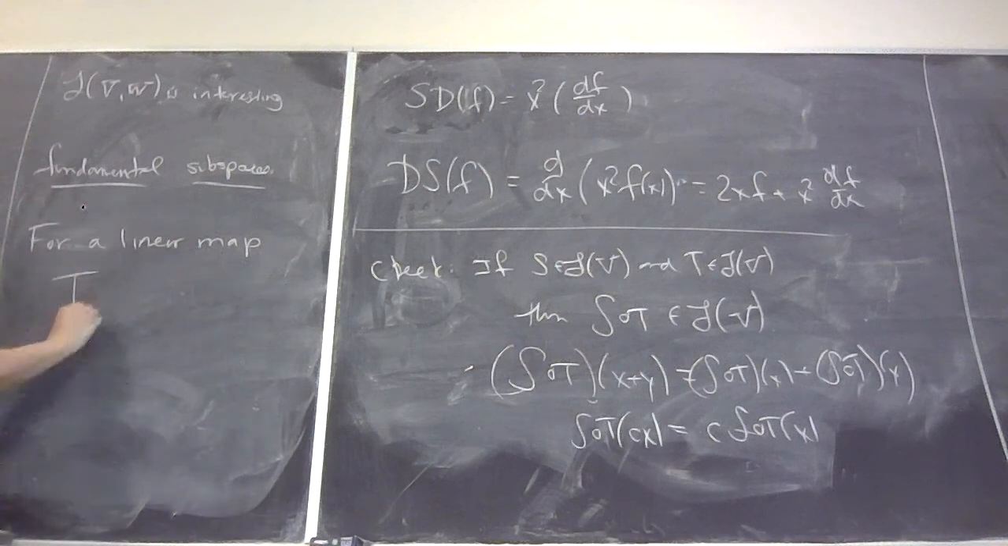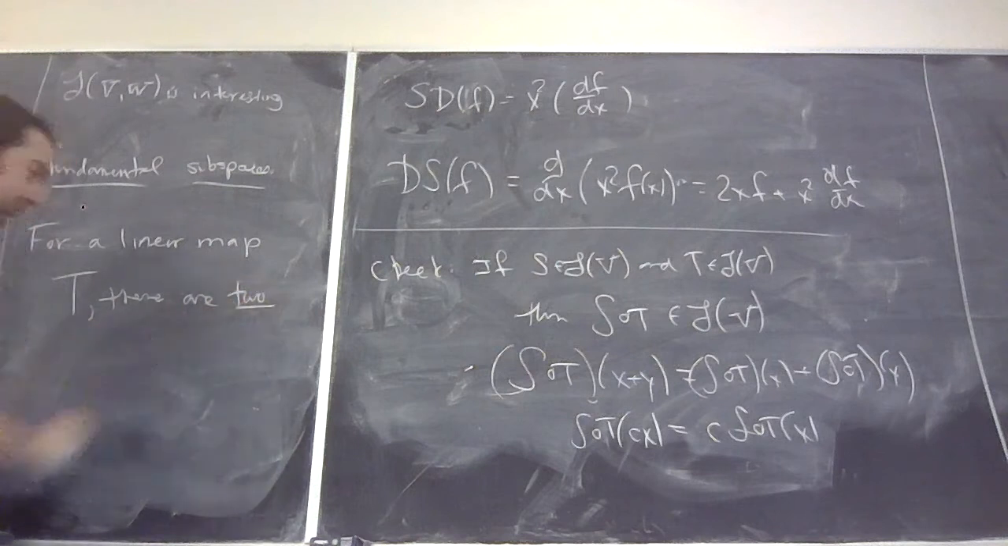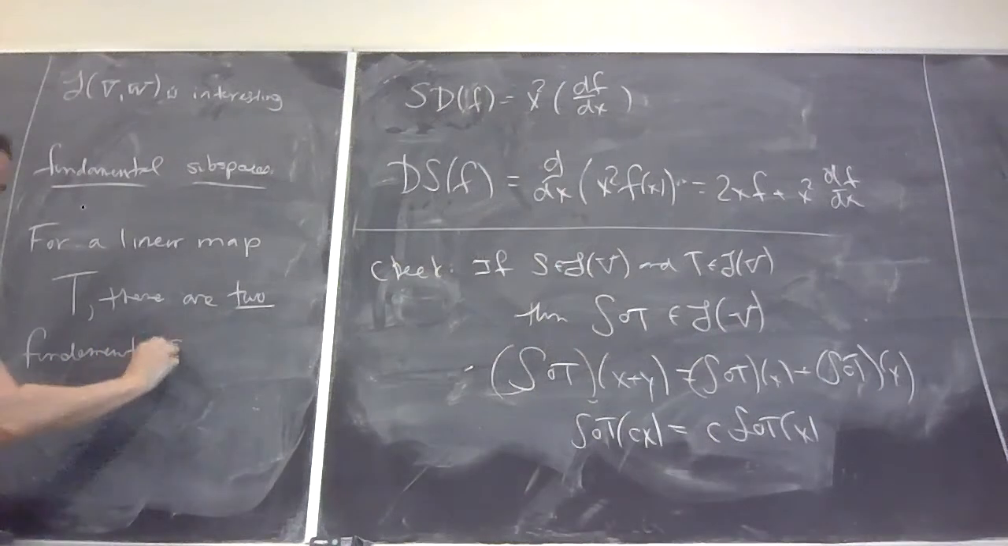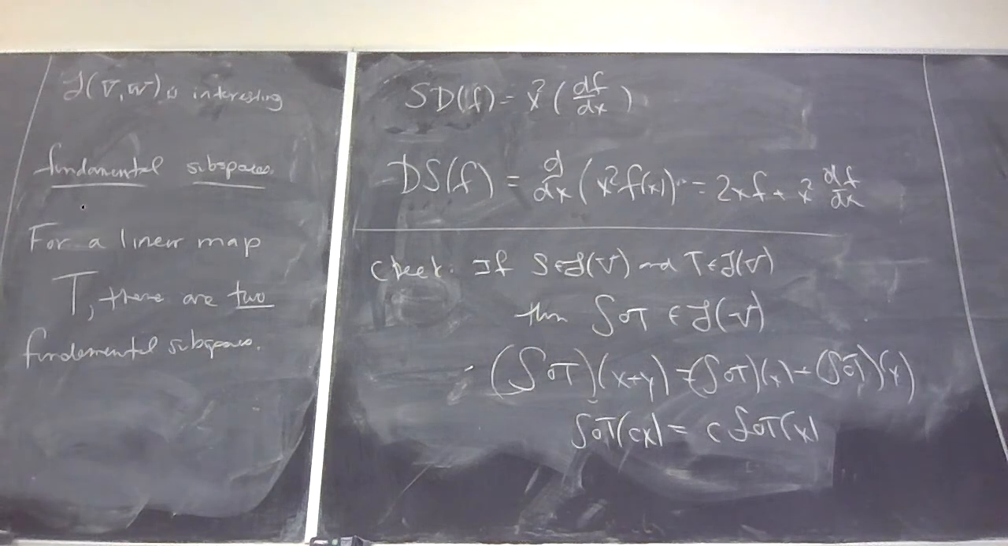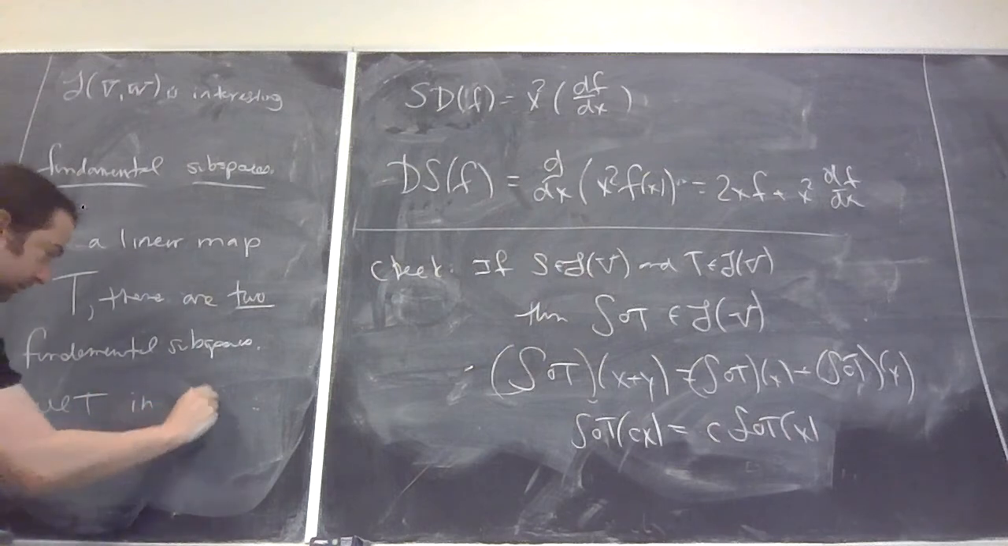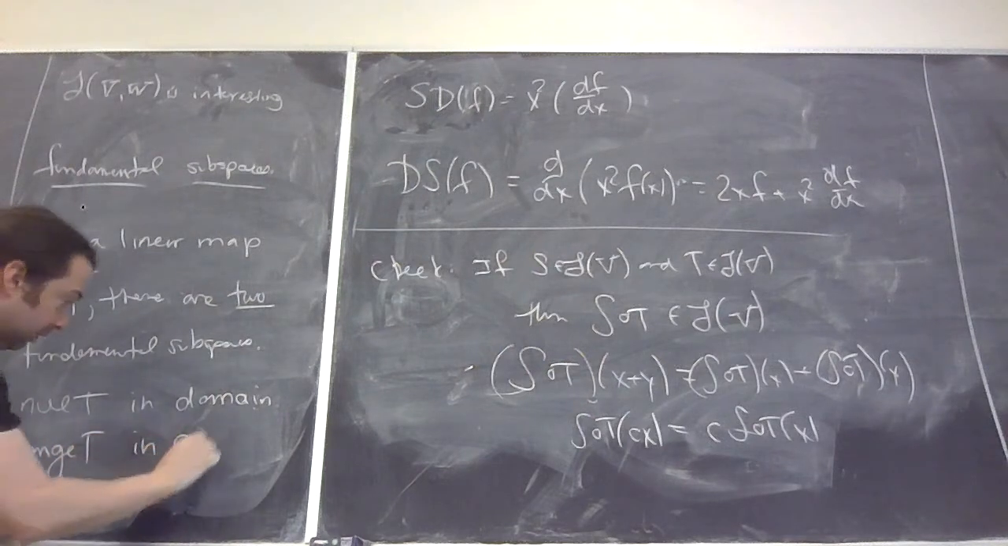T, there are two fundamental subspaces. One lives in the domain of T, one lives in the range of T, or the codomain of T. So we're going to study the null space of T. That's one of them, and that lives in the domain. And we're going to look at the range of T, and that lives in the codomain.